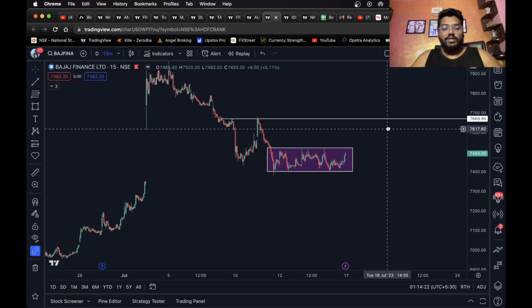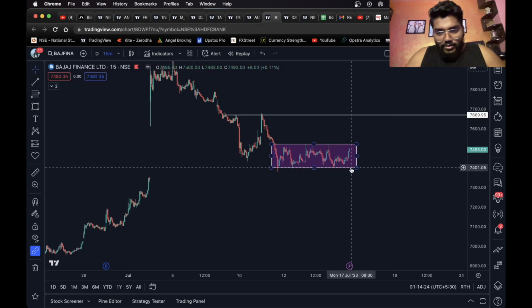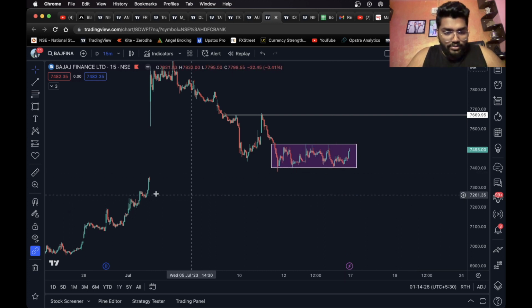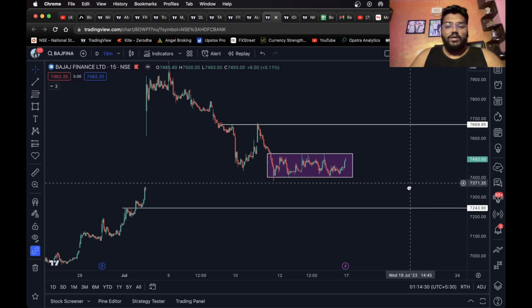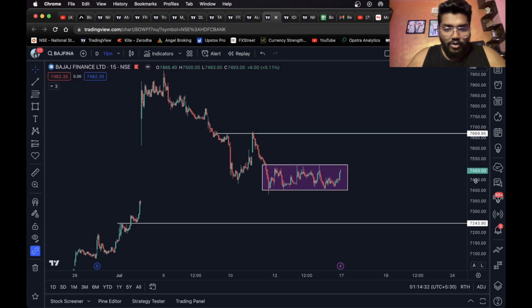1.7%, perfect for intraday. Just in case it comes down and gives a breakdown and closes below the box, our short entry can be taken. We can consider this level as our short target. Okay, very simple. A box breakout.